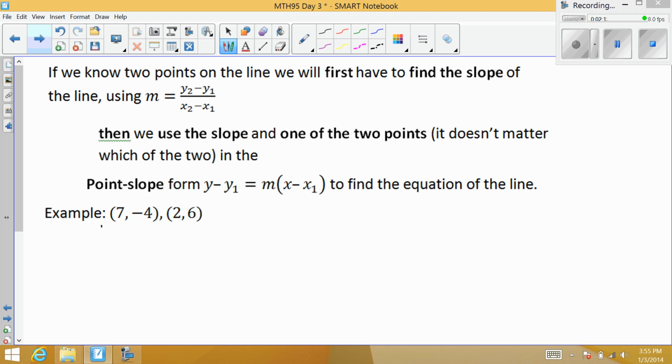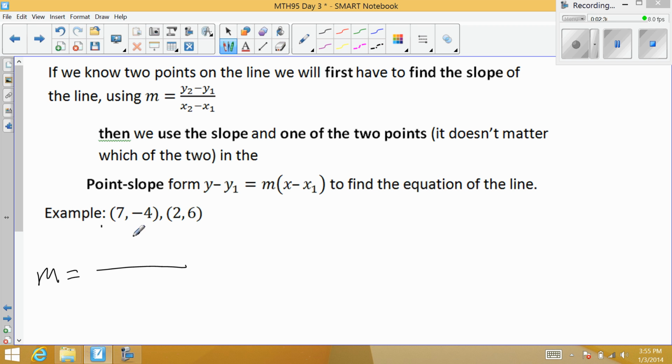If we know 2 points on the line, we can use the same formula, but we'll first have to use our slope formula, m equals (y2 minus y1) over (x2 minus x1), to first find the slope. Then we can use the slope and one of those 2 points, it doesn't matter which of the two, in our point-slope formula to find the equation of the line. So to go through an example here, given 2 points, we first find the slope.